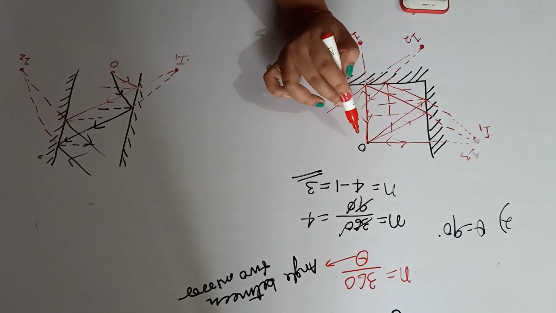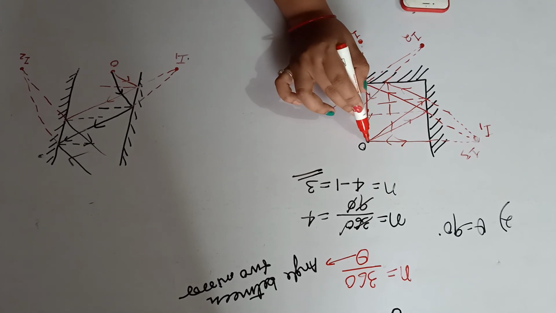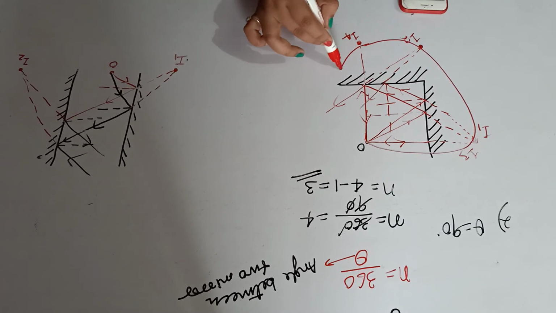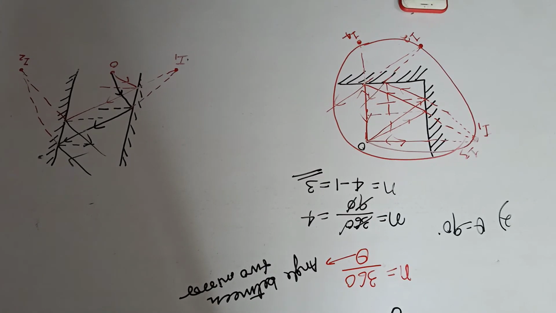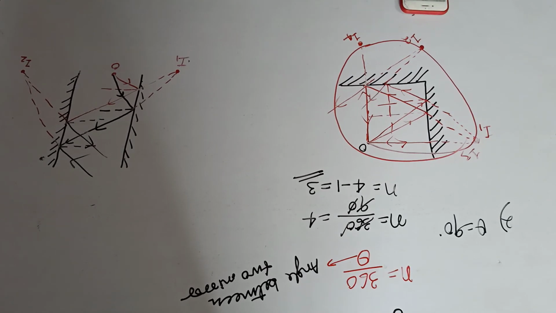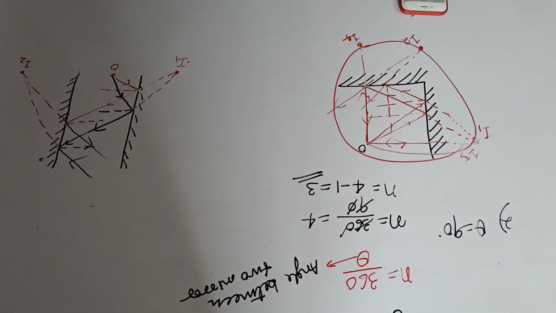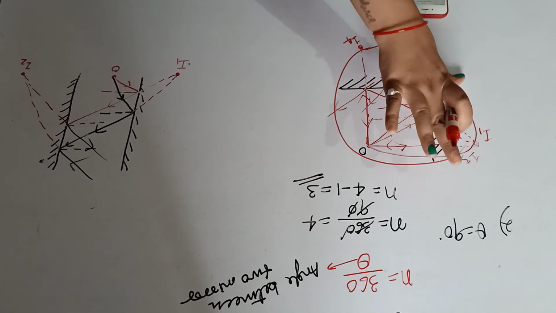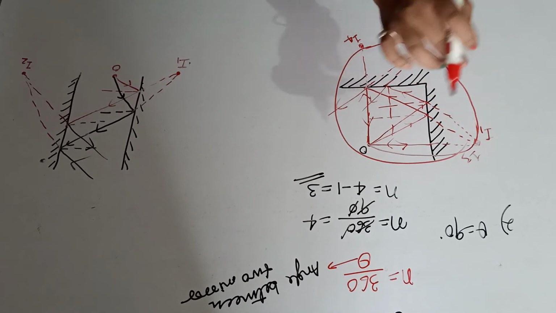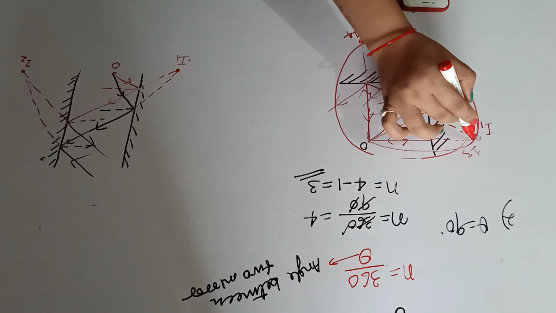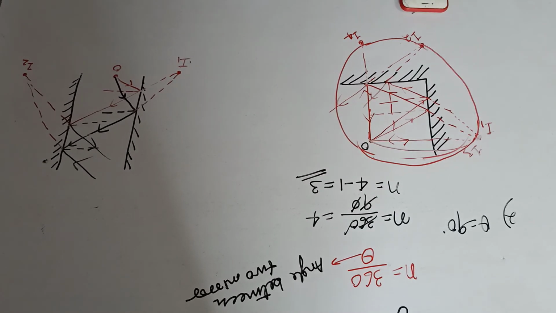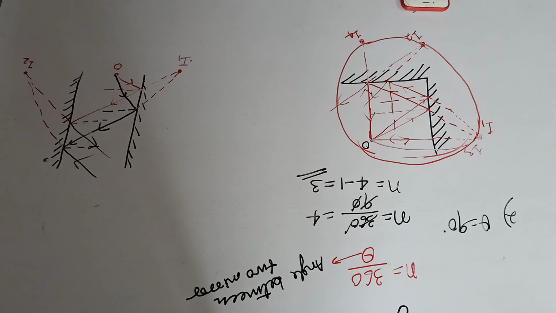When we draw the circle, we see that this object and the images will all be on the circumference of a circle. So we can get only these three images because one image is colliding with the other. These two images collapse, so we cannot get an even number of images when the two mirrors are inclined at a 90 degree angle.